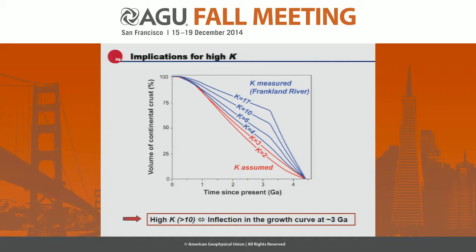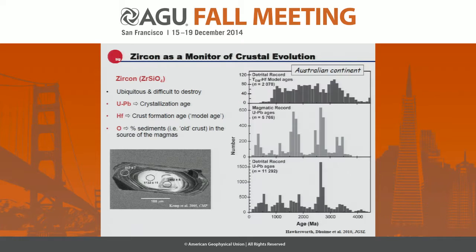So we are expecting a high value of K, and those are the implications in terms of the different parameters we have measured in the Franklin River. For low values, you are forming up to 50% of the present-day volume of the continental crust by 3 billion years ago. And for higher values, you form up to 75% of the present-day volume. The important point here is as soon as you are reaching high values of K, you have an inflection point of that continental growth curve. So there are important implications that I will try and discuss later on.